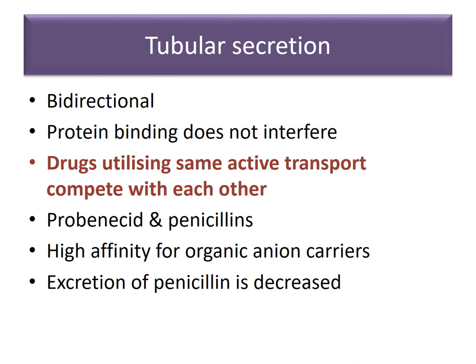Here penicillin actually has more affinity to the transporter, so the penicillin will be more secreted. High affinity for organic anion carriers, excretion of penicillin is decreased. So the penicillin level in the body will be more. Instead of penicillin, probenecid will be passed to the renal tubules.